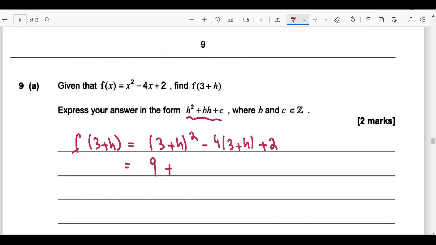It would be 9 plus 6h plus h squared, minus 4 into 3 would give you 12, minus 4h plus 2. Let's simplify this. h squared, 6h minus 4h would give me plus 2h, plus 11. So b and c belong to integers.